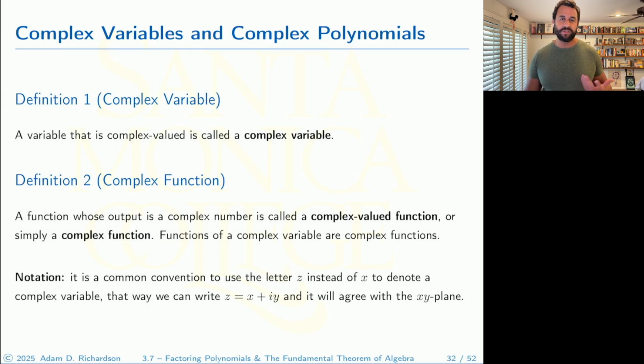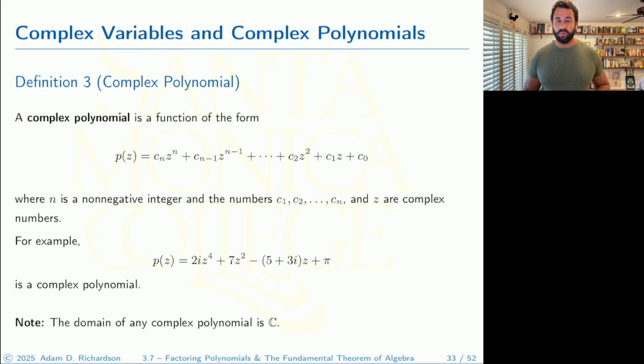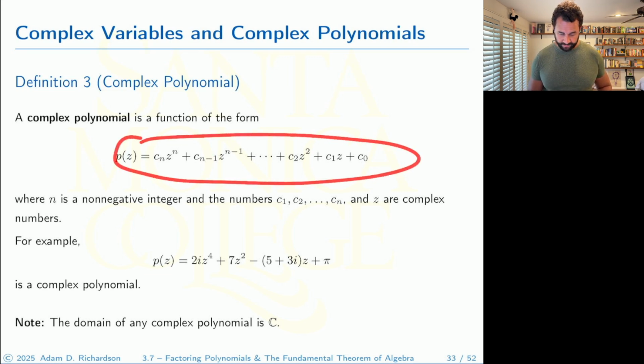We've already used them when we're talking about real numbers and the xy plane, right? So we're going to let z represent a complex number, and that way we can also just write it as x plus iy, and then it really corresponds with the xy plane. Okay. All right, so what is a complex polynomial? Well, basically, it's a polynomial where you're allowed to use complex numbers. That's it. Here it is written in standard form.